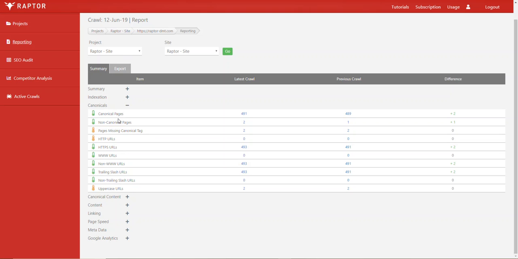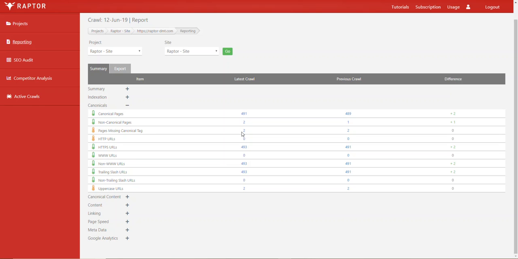In terms of canonicals, we're looking to see whether pages are canonical, which means that they have a self-referential canonical tag. We're also looking at non-canonical pages that are missing a canonical tag. And then we also break down all of the types of pages that we find on the site. So we find HTTP URLs versus HTTPS, the www versus non-www, pages with and without the trailing slash, and also cases with URLs with uppercase characters.